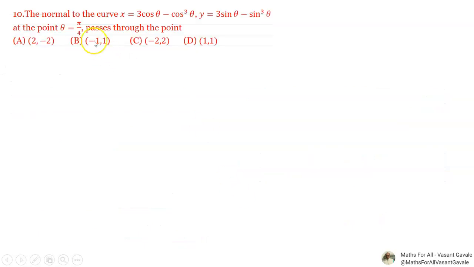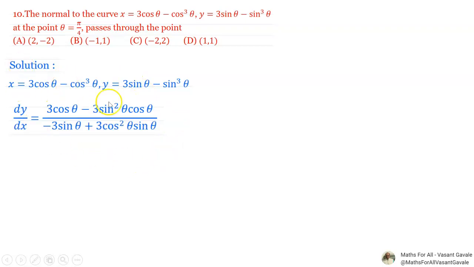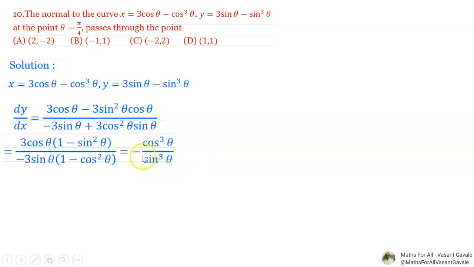Now the next example. The normal to the curve x is equal to 3 cos theta minus cos cube theta, y is equal to 3 sin theta minus sin cube theta, at the point theta is equal to pi by 4, passes through the point. Again, this is a parametric equation. dy by dx is equal to (dy by d theta) upon (dx by d theta). After the simplification, you will have minus cos cube theta upon sin cube theta.